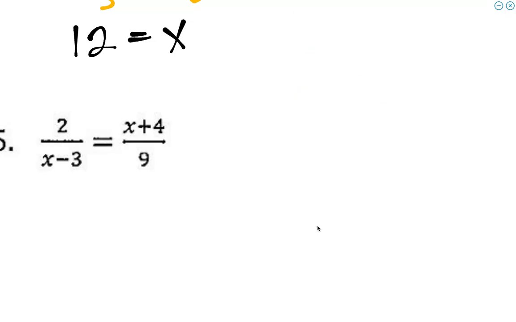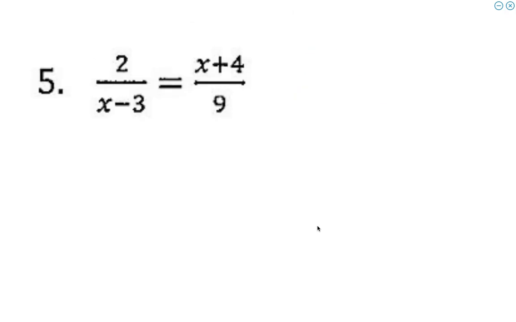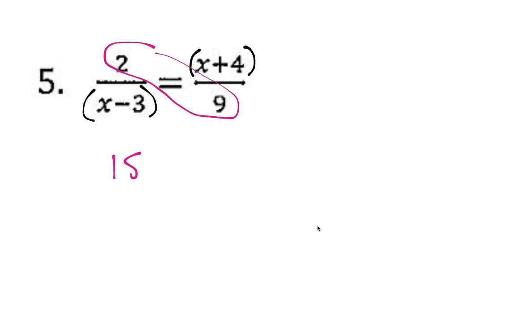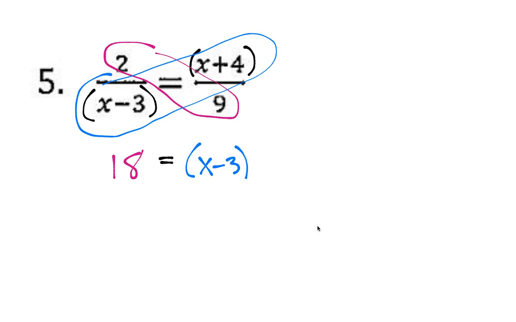All right, number 5 is going to be one of those that ends up being quadratic. And the reason we can see that is because when I do my cross products, we're going to have x's that multiply together. That's going to be an easy 18. But when we go here, we have x minus 3 times x plus 4. And that's going to cause us to FOIL.